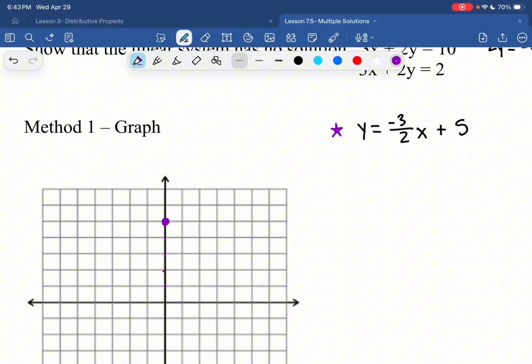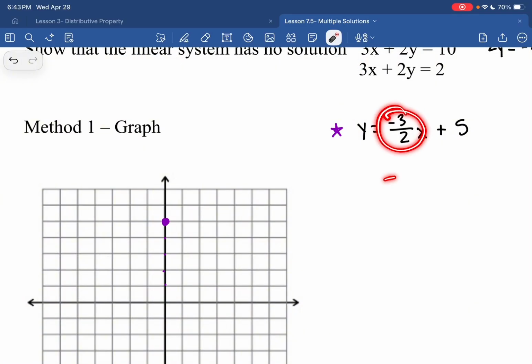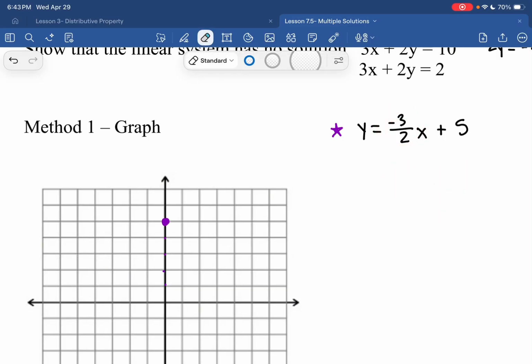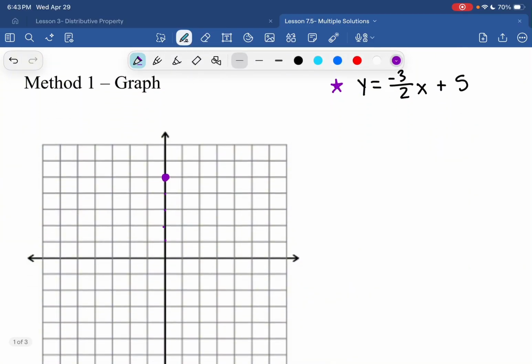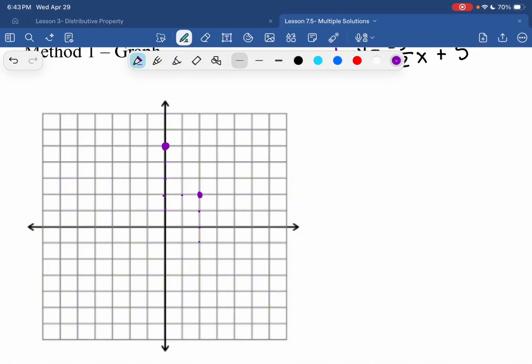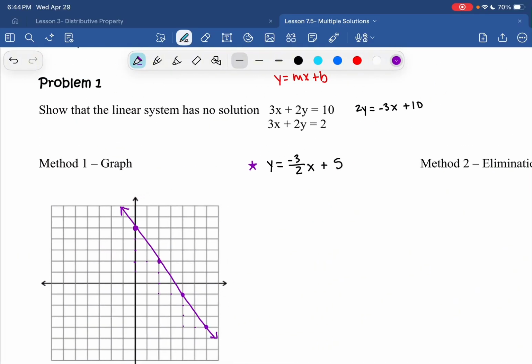And then it looks like my slope is negative 3 over 2. So if my slope is negative 3 over 2, that means I'm going to go down 3 and to the right 2. I'm starting at my point on the y-axis, so I'm going to go down 3, 1, 2, 3, and over 2. I'm going to do the same again: down 3, 1, 2, 3, and over 2. And then I'm going to draw my line. Okay, so we have the first linear equation graphed.